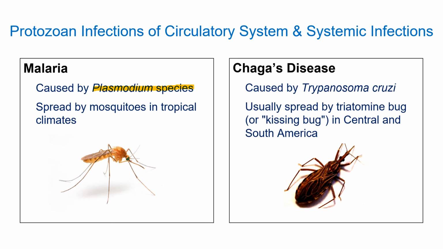We also talked about the trypanosomes, so that includes both Chagas disease and African sleeping sickness, and these are spread by various insects that are found geographically. So Chagas disease, you can see on the left, is spread by those kissing bugs, and those kissing bugs, thankfully, are not found in Canada.